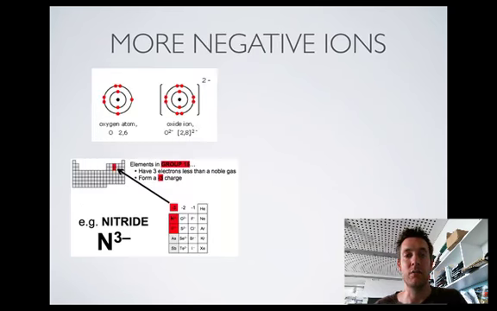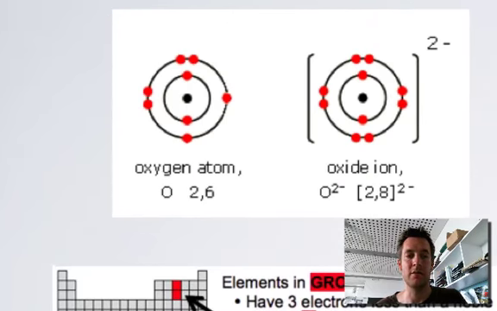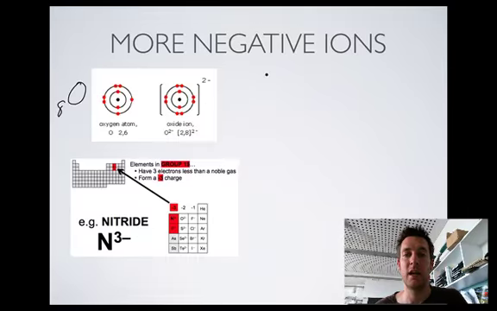Here's some more negative ones, and here's an oxygen atom to begin with. We look up oxygen in the periodic table. It's got an atomic number of 8. That means it's got 8 electrons. So here's an atom with 8 electrons. 8 protons too, right? But it's starting with 8 electrons. It's gained 2 to become an oxide ion.